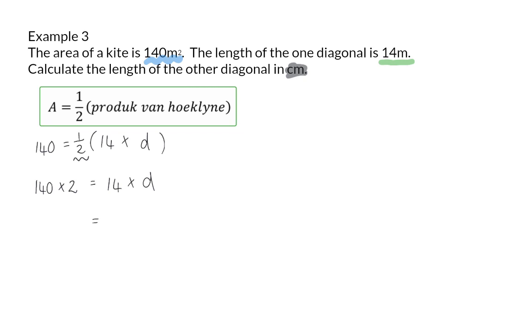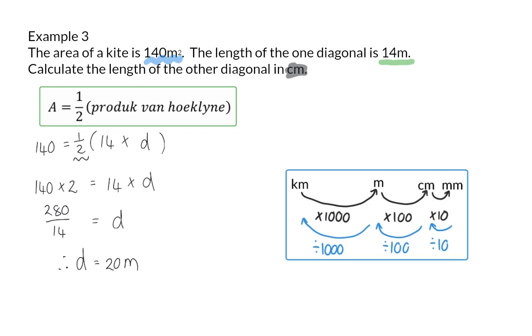Next we need to get rid of the 14 to get d alone, and for that we're going to divide both sides by 14. In the end, d, the diagonal's length, is then 20 meters. This is because all the information was in meters. The question, however, was to determine the length in centimeters, and for that we still need to multiply by 100, and that will give us 2,000 centimeters.